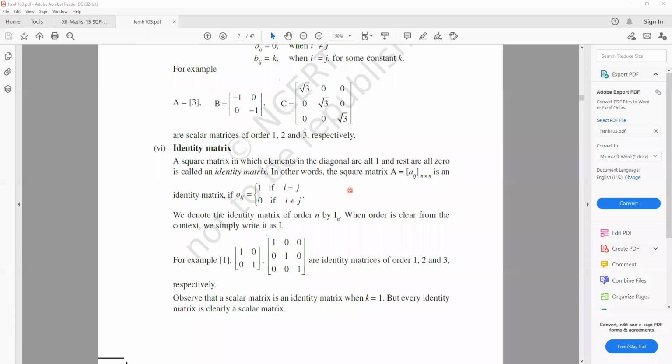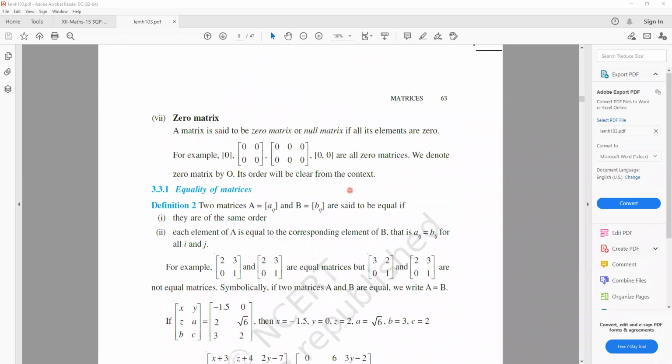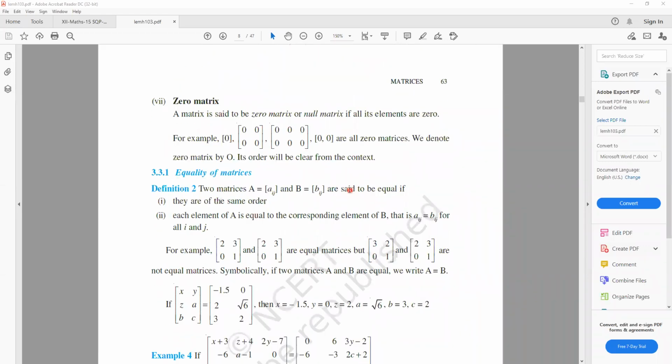Yes, sir. Yeah. So इसके अलावा भी matrices है. Yeah, one more we will tell now, which is zero matrix. Zero matrix मतलब zero matrix बोलते हैं, नहीं तो null matrix बोलते हैं. When if all its elements are zero.